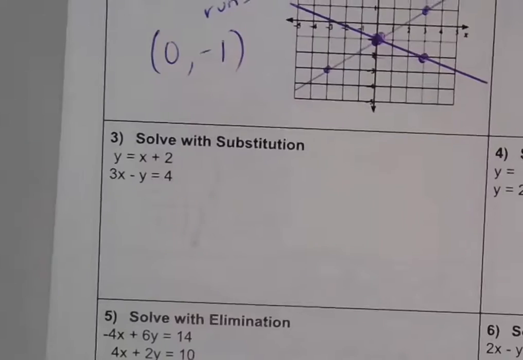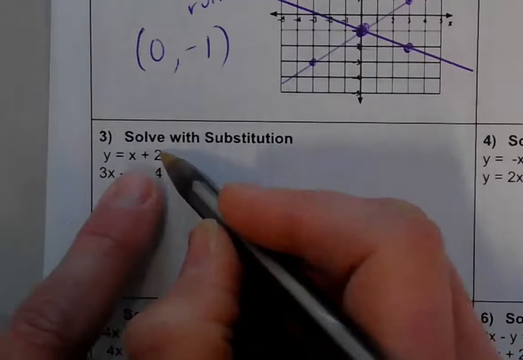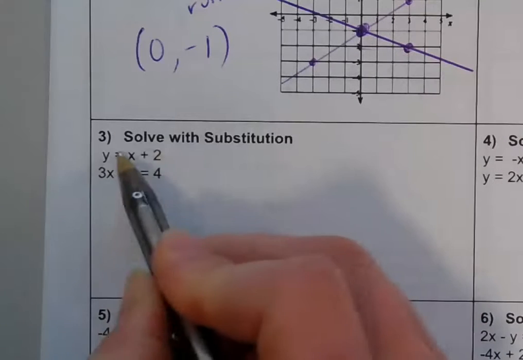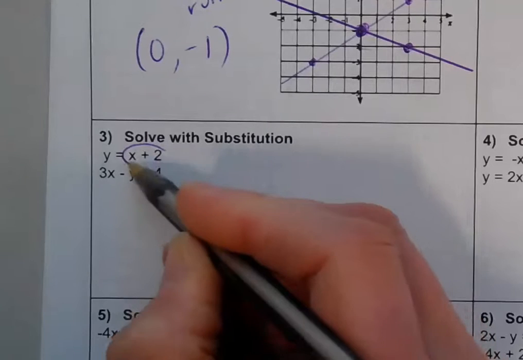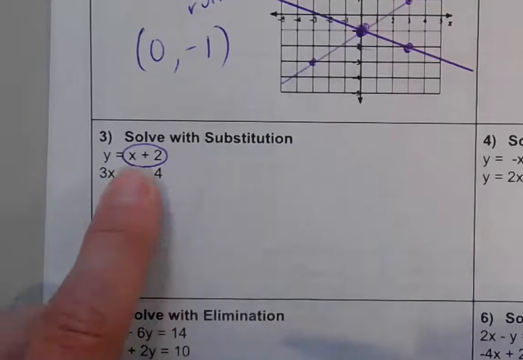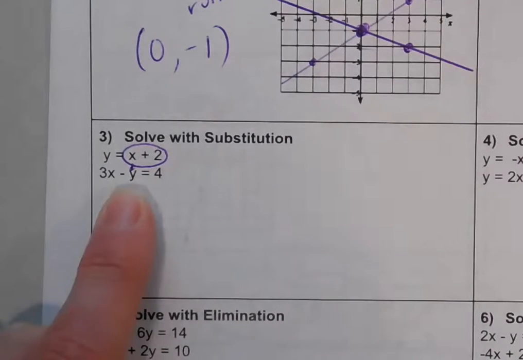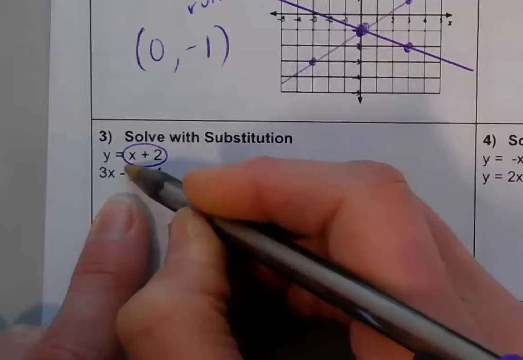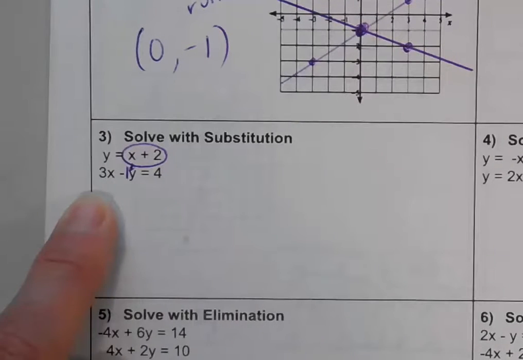All right, the next one we're going to do is solve with substitution. So with substitution, we find which one is solved for x or y. So it happens to be this one. And so this is what y equals. That means I can put that in for y in the other equation. Now if I want to put a 1 here, I can put a 1 there. Anything times 1 is itself. Okay, so I'm going to write this equation out.